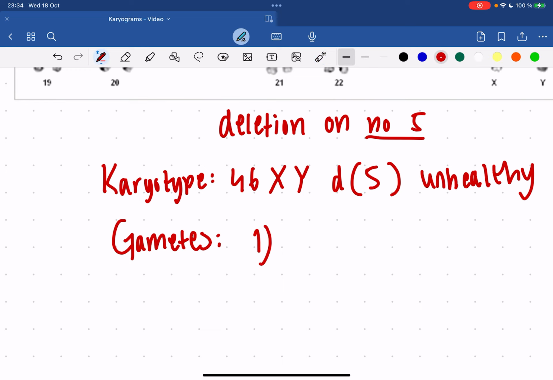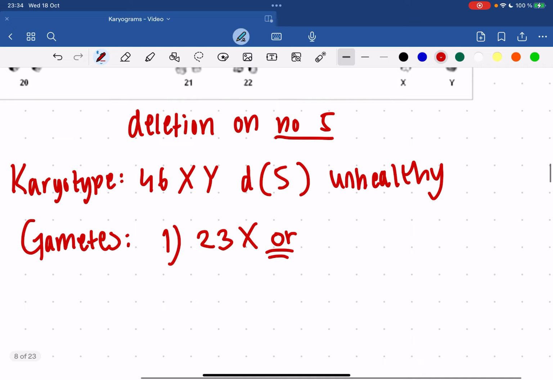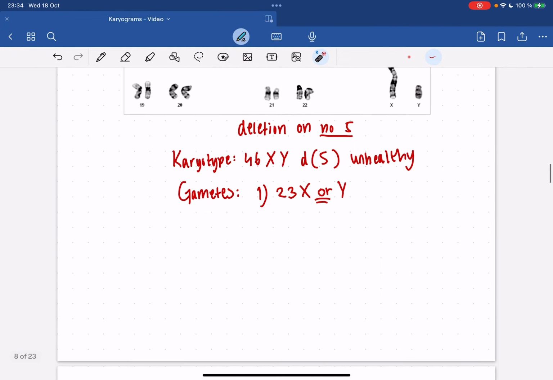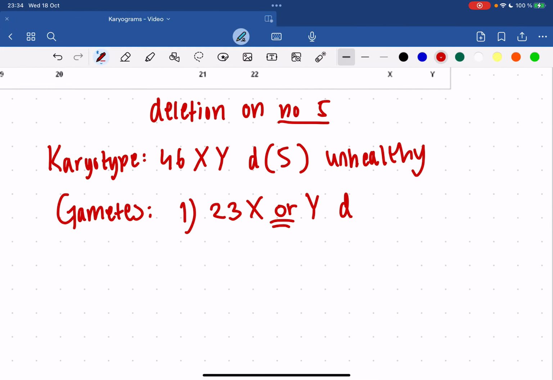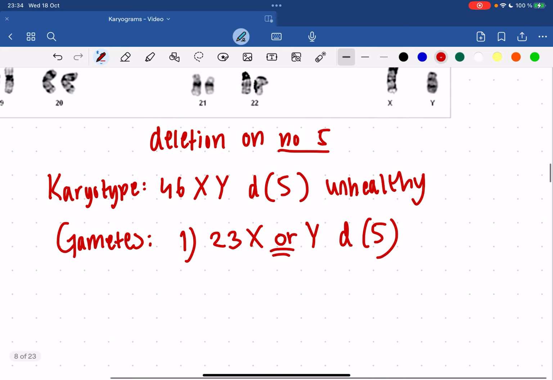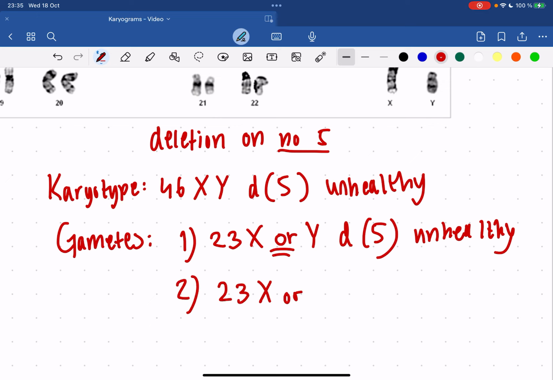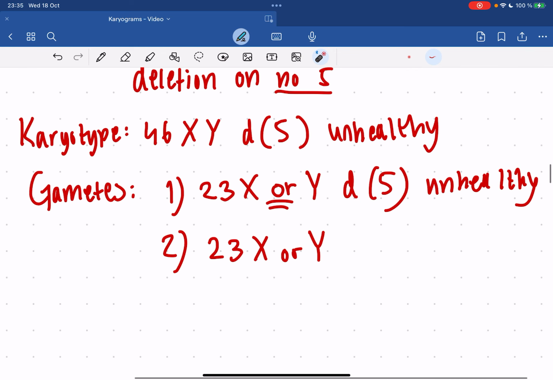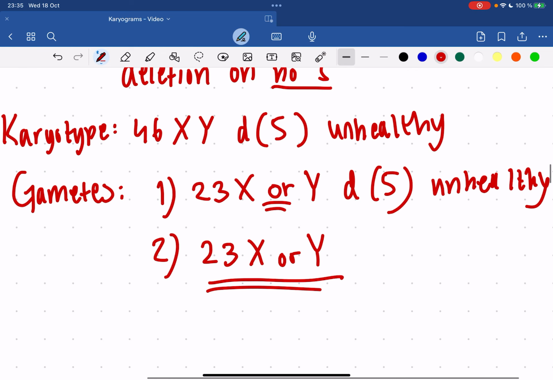We have two options. It's going to be 23 because it's half of 46. And then it's X, or be careful with the or, Y, right? Because it can either have an X chromosome or a Y chromosome. And then we write deletion on number 5, in which case this person will be unhealthy. It will be born, but it will be unhealthy. Number 2 is just X or Y. And in this case, we're picking this healthy chromosome instead of the unhealthy. So this would be all that we're writing, and it would be a healthy person.